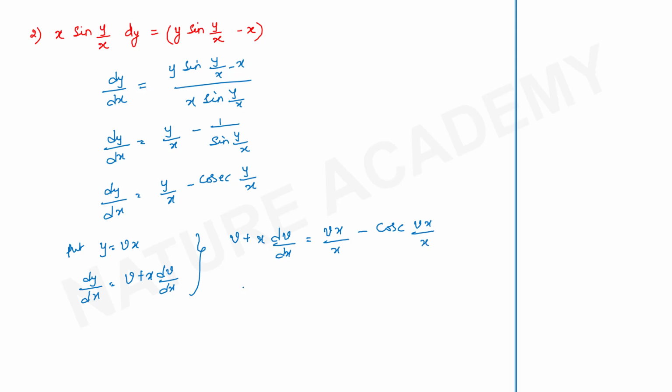In the right hand side, x will get cancelled in both the terms, and what will be remaining? Here left hand side will be like this only, dv by dx. In the right hand side, v minus cosecant v. If I take v to the right hand side, I will cancel the v, and what will be remaining? x into dv by dx is equal to minus cosecant v. Now this is a variable separable form. I can easily separate the variables.